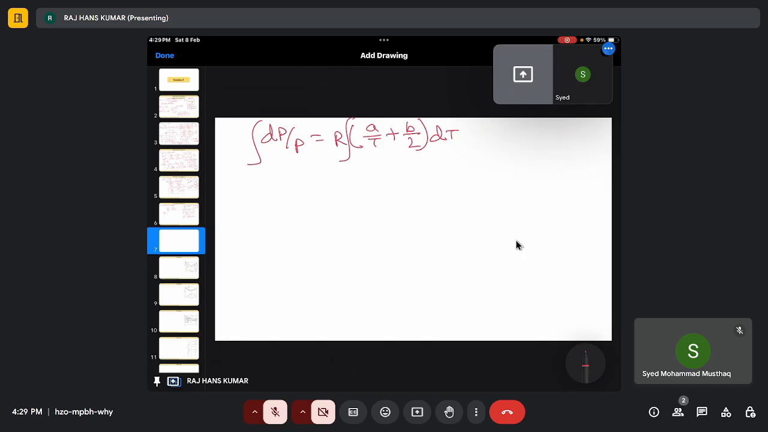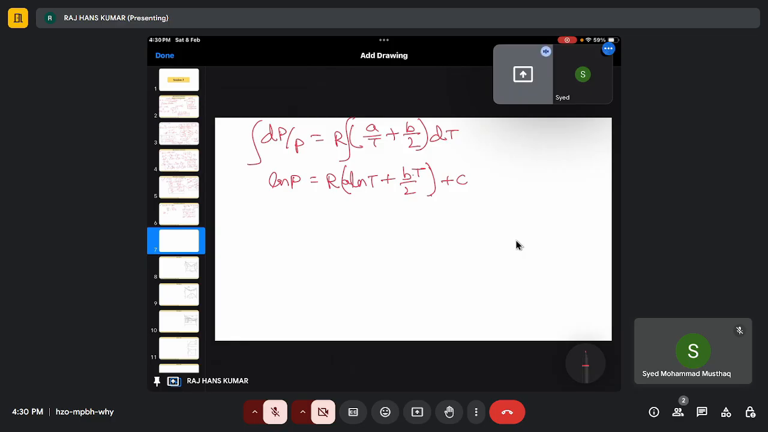It will be ln p equals r. What is the integral of 1 by x dx? This will be ln x. So r times ln t times a plus bt by 2, right, plus c. So this is my equation.